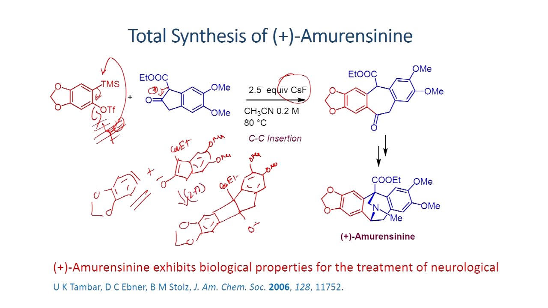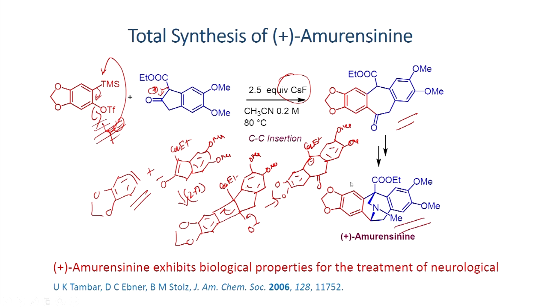Once you form this one, now this can open up, and you will be able to have a 7-membered system, as you can see here. So, this can be protonated. So, you have this compound, which has been further converted into this alkaloid, which is used to treat neurological problems.